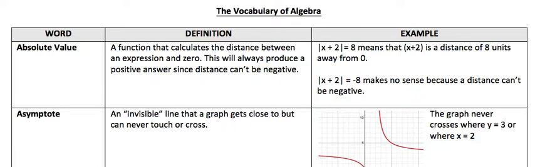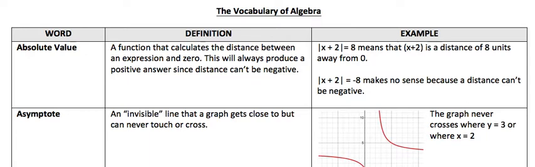Like for example, if I asked you, how far is it from your house to the mall? You would tell me, oh, it's 10 miles. If I then asked you, how far is it from the mall to your house? You wouldn't say negative 10 miles, you'd still say 10 miles. Distance is something that we count, and so it will not come out negative.